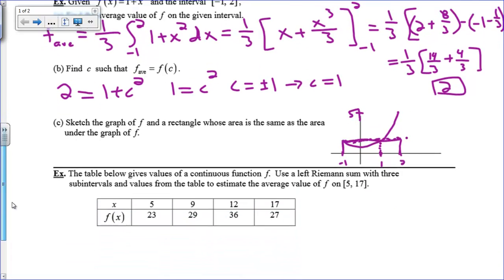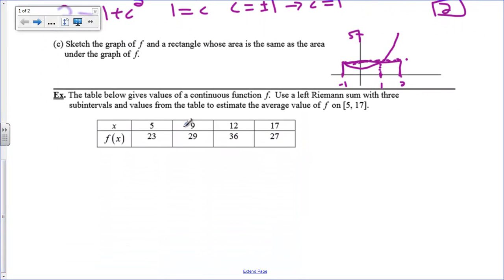So let's take a look at combining Riemann sums with this. I've got a table of values, and I'm supposed to find a left Riemann sum with 3 subintervals to estimate the average value of f on 5 to 17. So I want to find the average height. Before we do this, why don't you estimate it? This is the graph of f. What do you think the average value is?